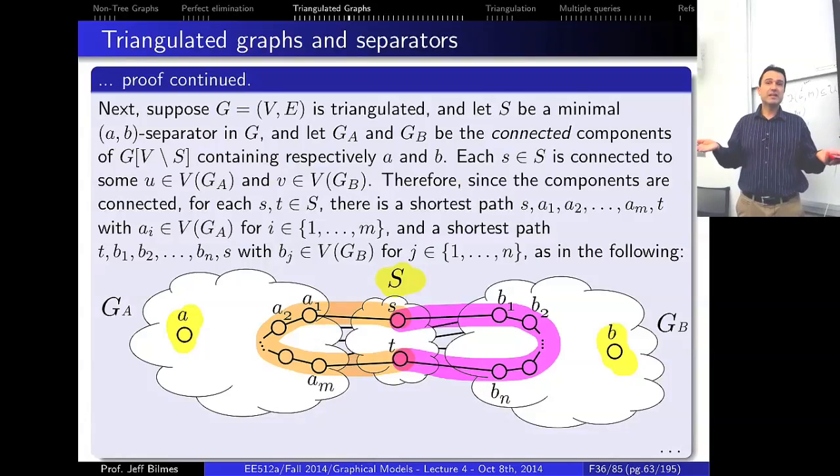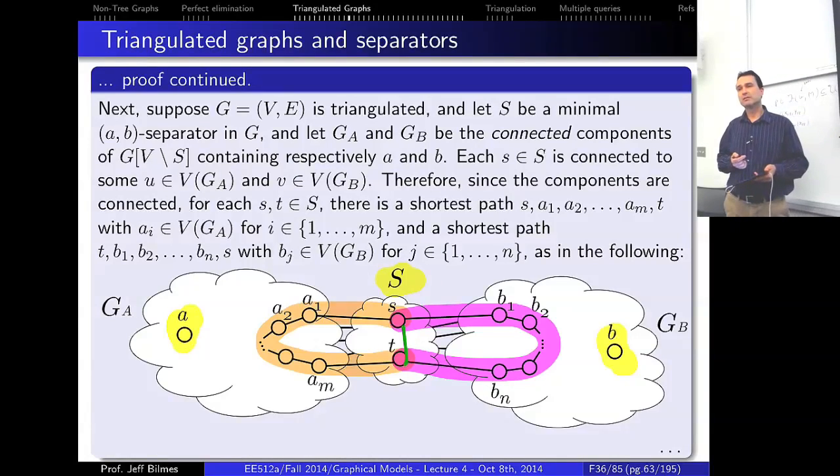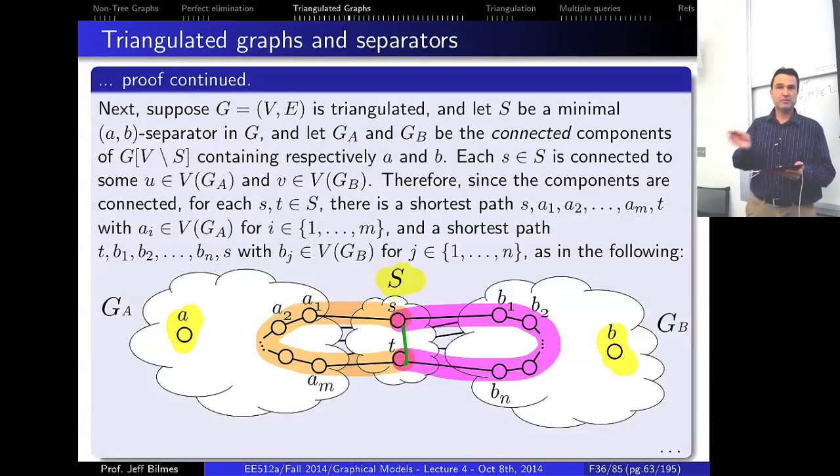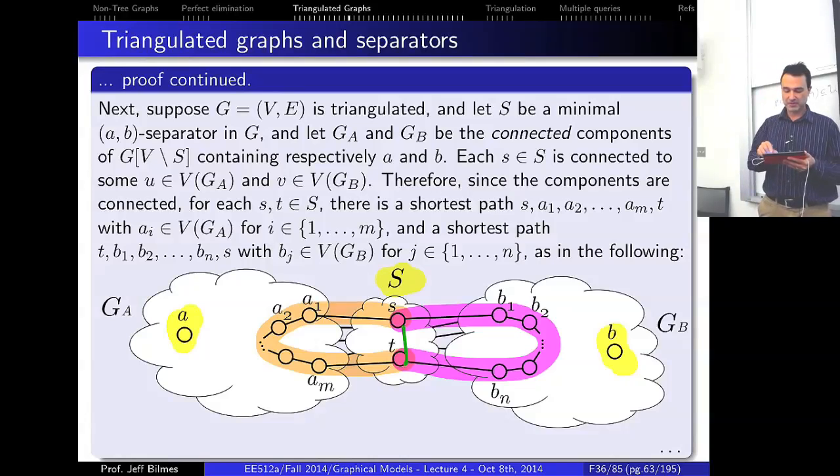But we've got this cycle, right? So the only possibility to chord that cycle would be to add this edge. But S and T are arbitrary inside of the separator, so that must mean that S is complete. So we use the minimality to make sure that everything in S was connected to something on the left and something on the right. Therefore, all minimal separators in a triangulated graph are complete. So therefore, we've proven the theorem.